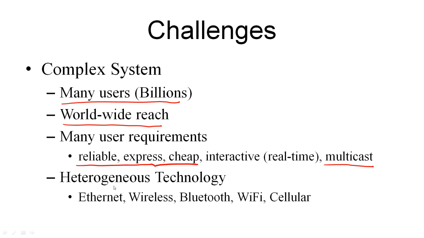And the internet as such also has to support heterogeneous technology. Remember, we talked about personal area networks, wide area networks, local area networks. So there are many ways to get connectivity. So the computer network system has to support all these technologies as well. As you can see, it's a rather complex task to achieve. So how does one go about it?